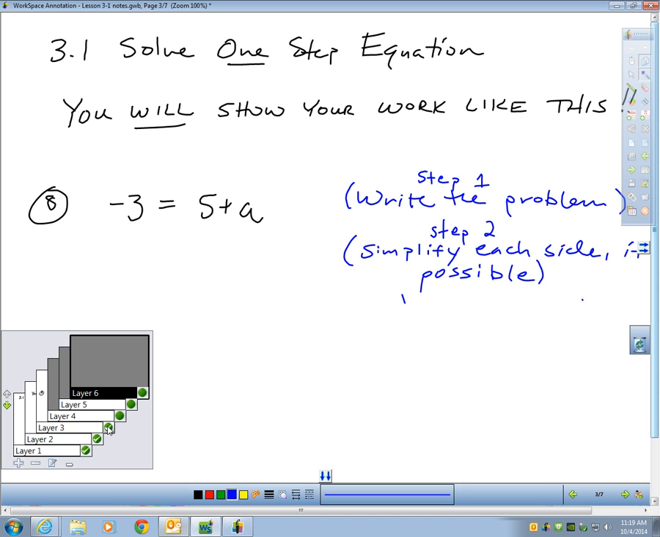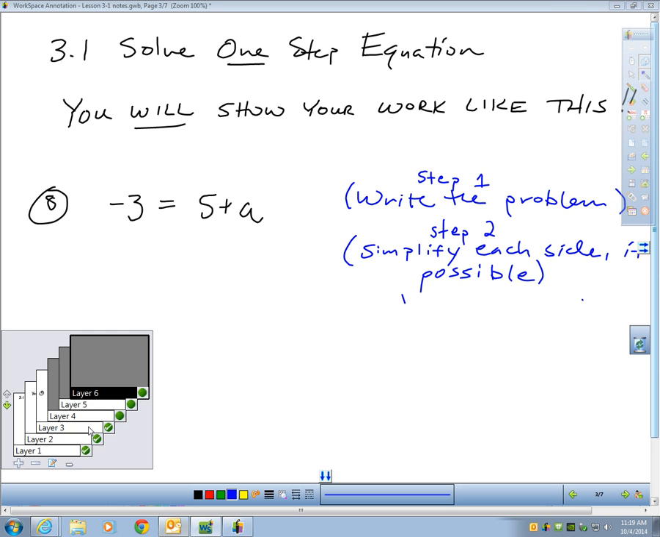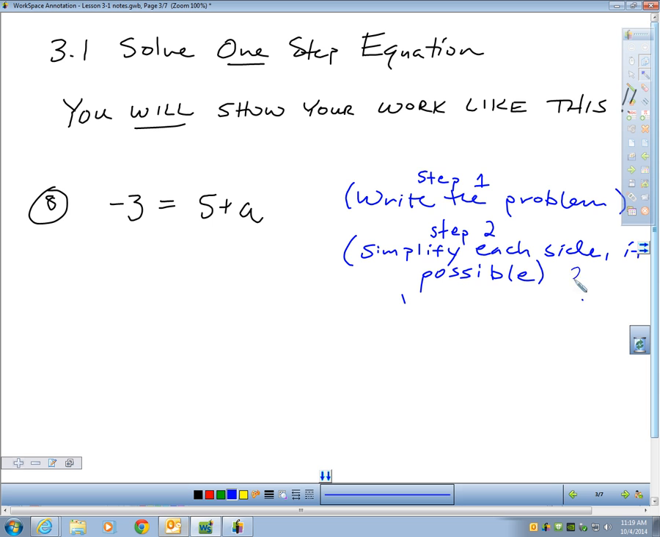So when you solve a problem like number 8 on page 137, the problem says negative 3 equals 5 plus a. The first thing I'd want you to do is write the problem down. The next thing you ought to do is try to simplify each side of the equation if possible. This takes you back to section 2.5. In 2.5, we simplified. I'm just going to write that down. So let's see if we can simplify. Over here, negative 3, can't simplify that. Over here, 5 plus a, I cannot combine those together, so I can't simplify it. But I always want to try to simplify next.